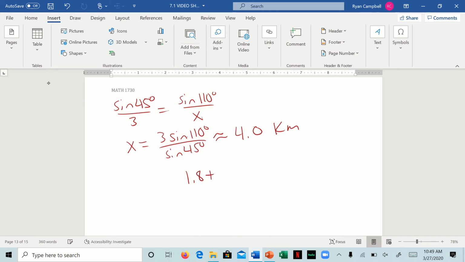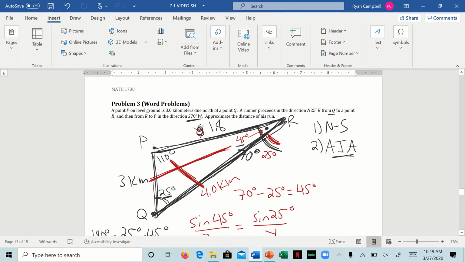So 1.8 plus 4.0, we get 5.8. So that's our final answer, 5.8 kilometers. And you may be asking yourself, wait a minute, we didn't use inverse trig, but remember that's only for when it's asking for direction or bearings. This asks for distance, so we didn't necessarily need to use inverse trig. That's only when it's asking for direction.